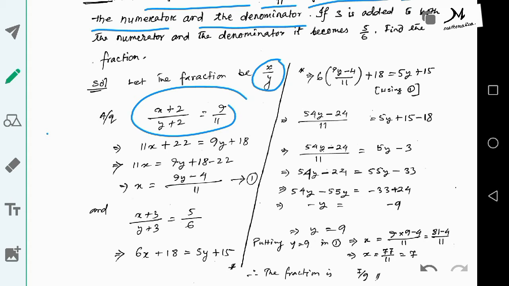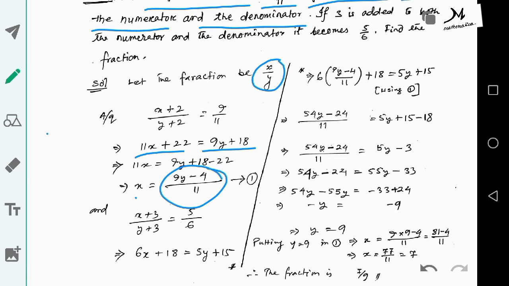Here we have done cross multiplication, and doing so we have got 11x plus 22 is equal to 9y plus 18, which implies 11x is equal to 9y plus 18 minus 22. Now 18 minus 22 is minus 4, then this 11 comes down here, which gives x is equal to (9y minus 4) by 11. We will substitute this value of x in the next equation.